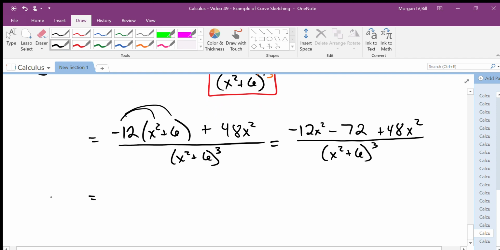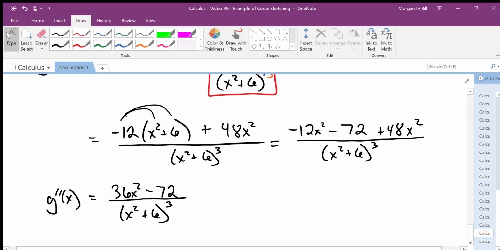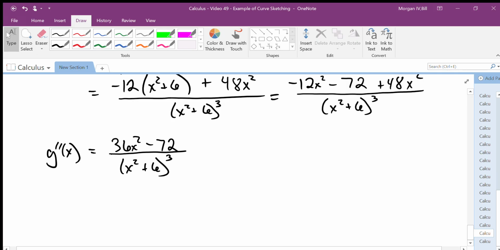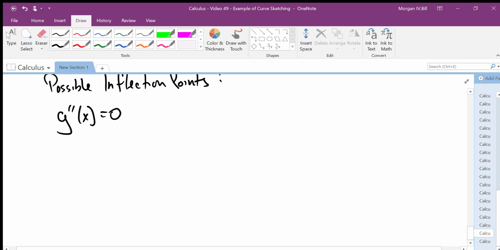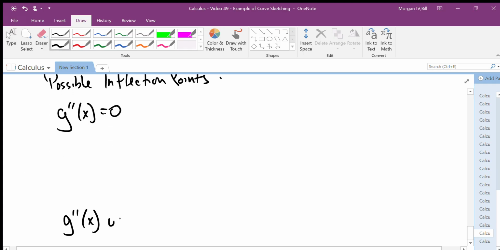That would equal, again this is g double prime of x, that is equal to 36x squared minus 72 divided by x squared plus 6 cubed. And that's about as simple as we're going to make it. So what we want to do is we want to find possible inflection points. The possible inflection points will occur whenever g double prime of x equals 0 or g double prime of x is undefined. We need to check both of those things.